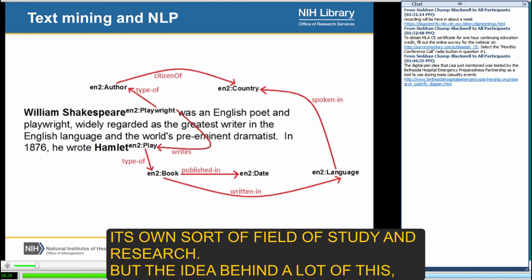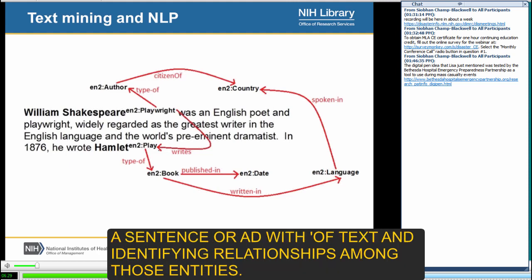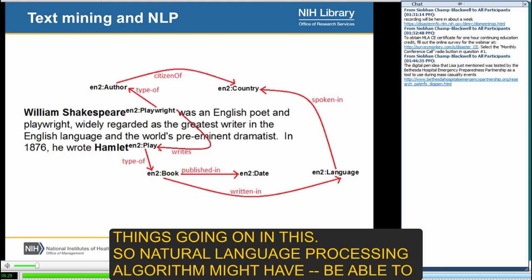But the idea behind a lot of this, so sort of doing this text mining and finding information from natural language, involves labeling entities within a sentence or a corpus, a body of text, and identifying relationships among those entities. So in this example, we have a fairly simple couple of sentences, but there's a lot of different entities or things going on in this sentence.